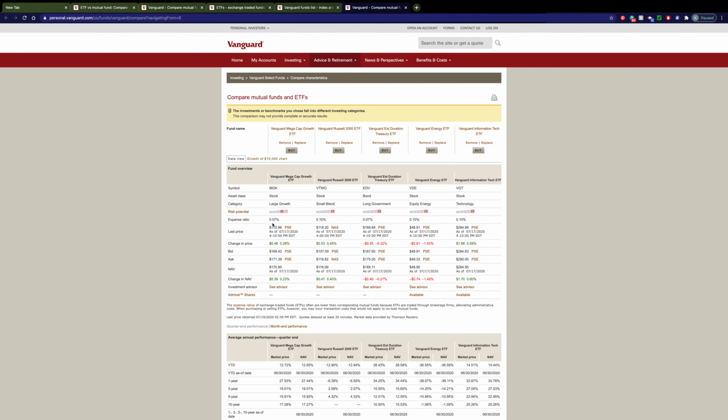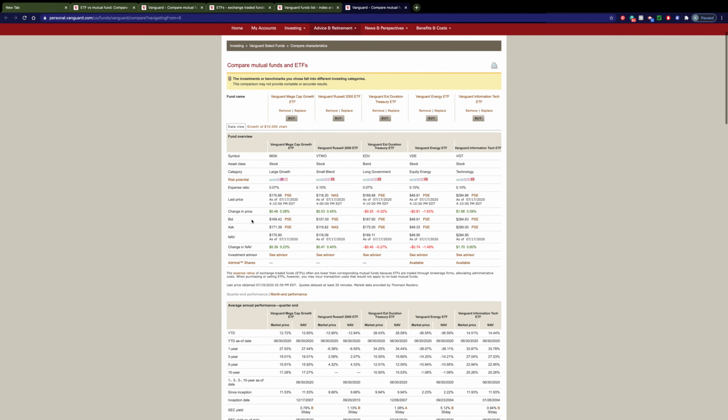So 0.07% of however much money you have invested in that particular ETF will go to that fund manager every year. It shows here what the last price of that ETF was. You can see that the lowest priced one on this list is the Vanguard Energy ETF. It'll also tell you what the change in price was, and then it talks about the bid and ask. That's essentially what you'll pay and what you'll get when you go to buy or sell.